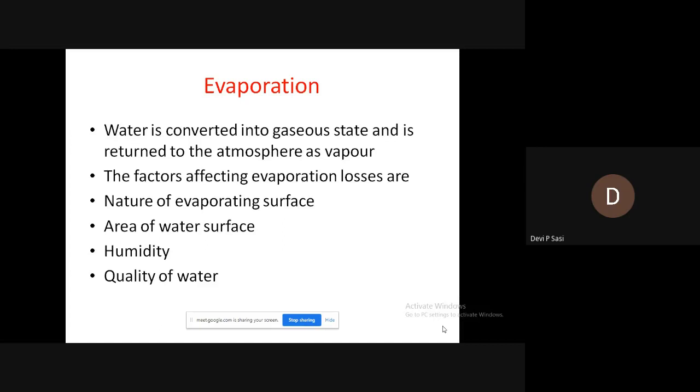And the fourth one is quality of water. The presence of dissolved salts in water reduces the rate of evaporation.